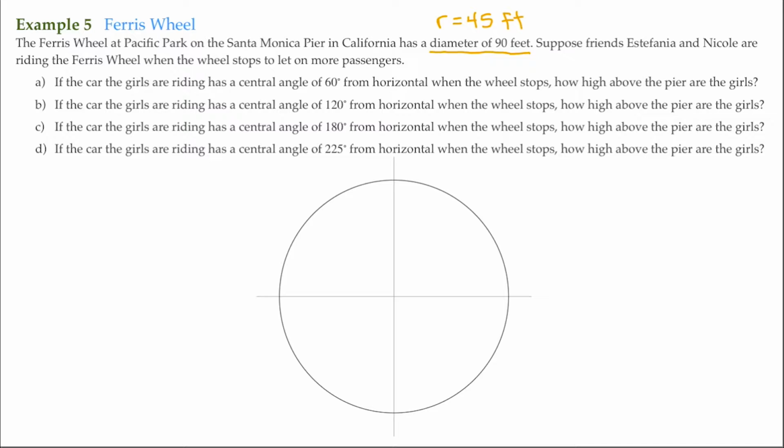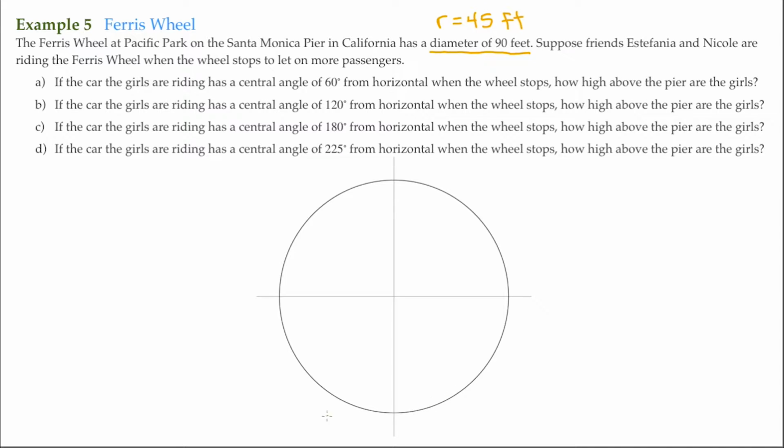So A says if the car the girls are riding has a central angle of 60 degrees from horizontal when the wheel stops, how high above the pier are the girls? So a couple other things to point out here is this is the horizontal. That's our x-axis. That's what that means, 60 degrees from the horizontal. And another thing is we want to know how high above the pier are the girls.